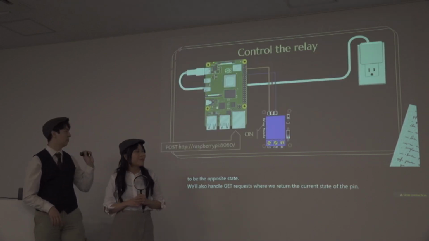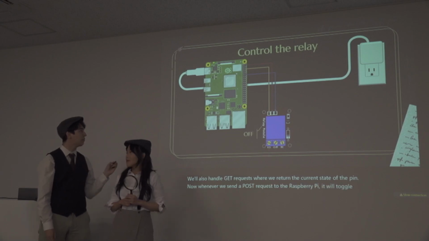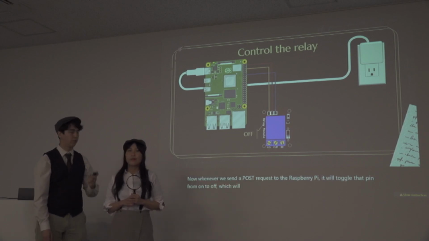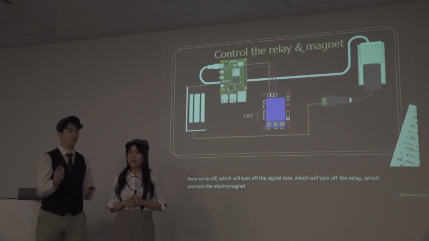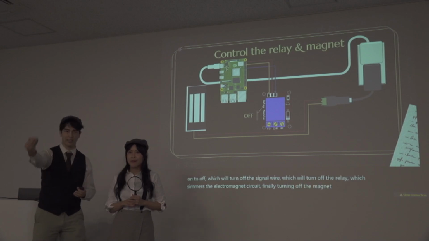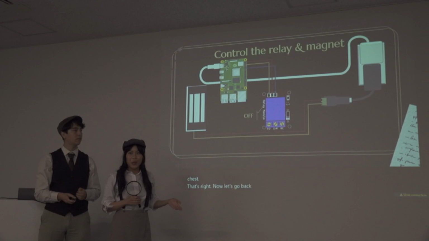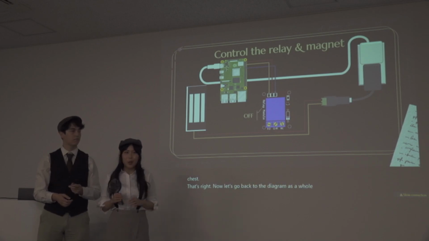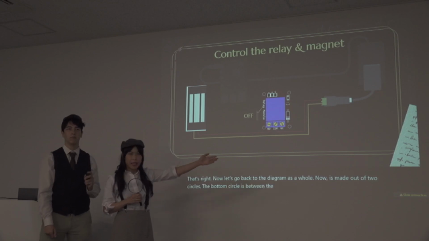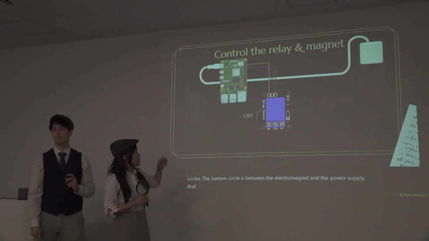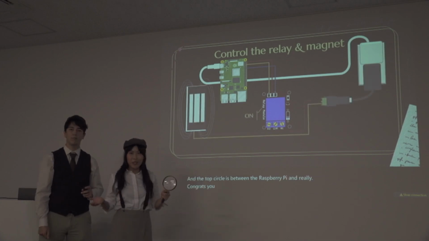Now, whenever we send a POST request to the Raspberry Pi, it will toggle that pin from on to off, which will turn off the signal wire, which will turn off the relay, which severs the electromagnet circuit, finally turning off the magnet and unlocking the chest. That's right. Now let's go back to the diagram as a whole. Now it is made of two circles. The bottom circle is between the electromagnet and the power supply. And the top circle is between the Raspberry Pi and the relay. Congrats, you just learned everything you need to know about the circuit.